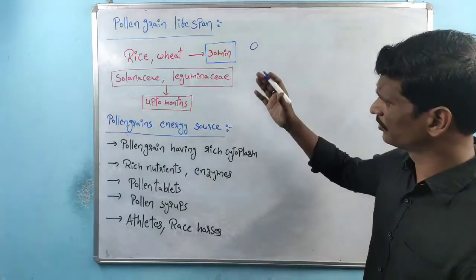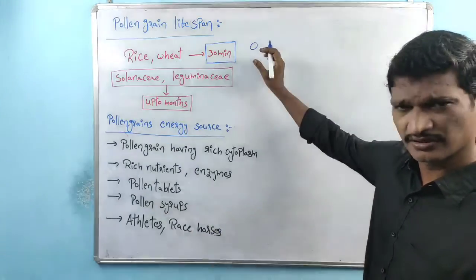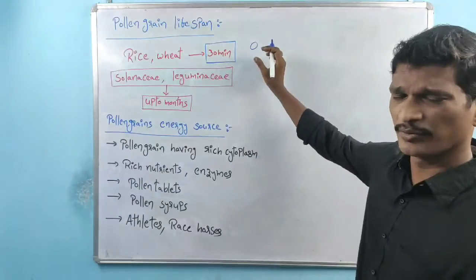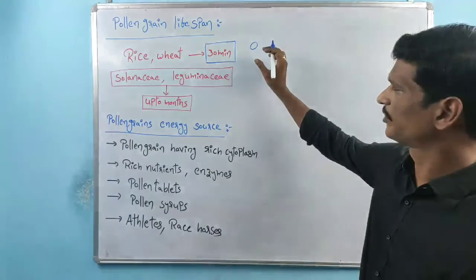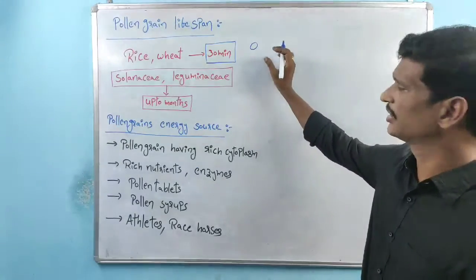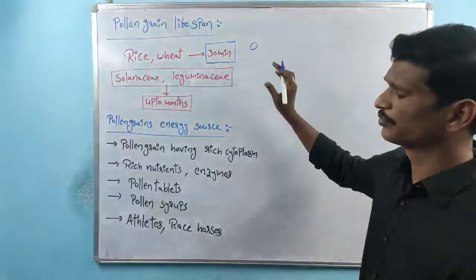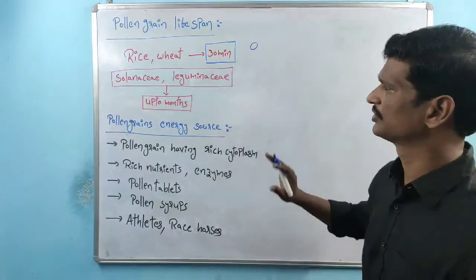So the concept is simple. Small size means your cytoplasm is very less, and the lifespan is also less, because storage food material, minerals, all these contents are less.